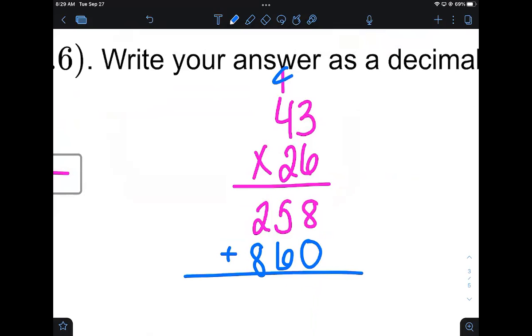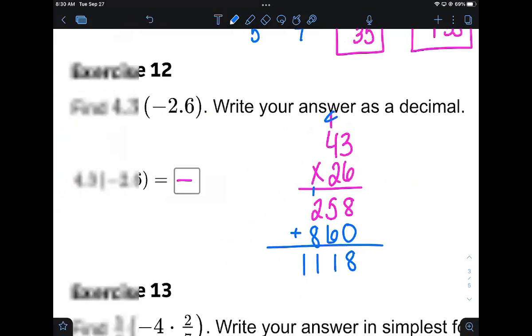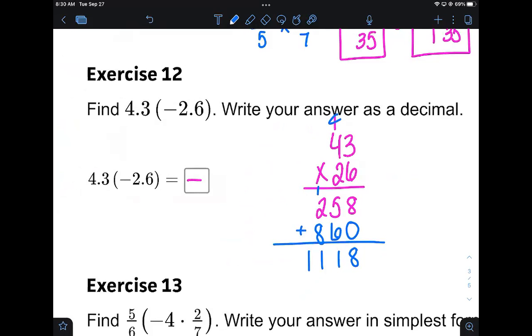8 plus 0. 5 plus 6. 11, carry the 1. 1 plus 2 plus 8, also 11. Now I can determine how many decimal places need to be in my answer. 1 and 1, as we said, makes 2. So start on the far right side, count over 2 spots, and put the decimal right between that second and third one. So 11.18. And remember, because this is a negative times a positive, Chloe reminded us that it should be negative 11.18.